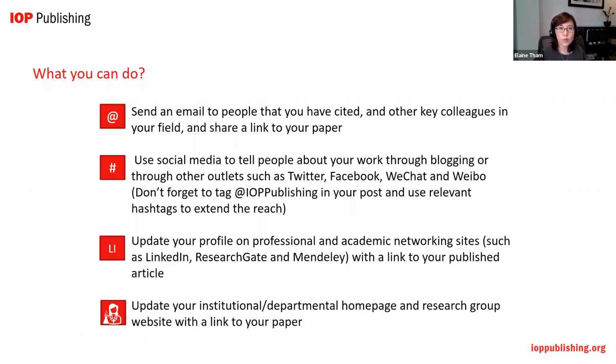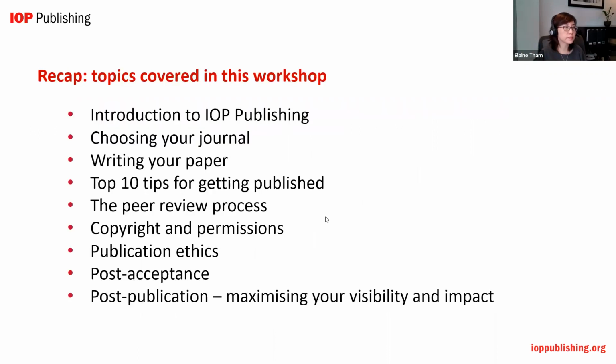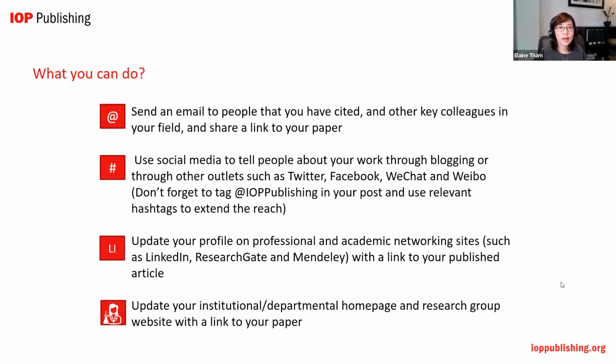So what are some of the ways you can communicate your work after publication? You can send an email to the people you have cited, as well as other key colleagues in your field, sharing a link to the paper. You can use social media to tell people about your work, such as Twitter, Facebook, WeChat, or Weibo. Use accessible language in your posts, and don't forget to use relevant hashtags and tags as well. And finally, you should also update your profile on your institutional homepage and professional networking sites with a link to your published article.